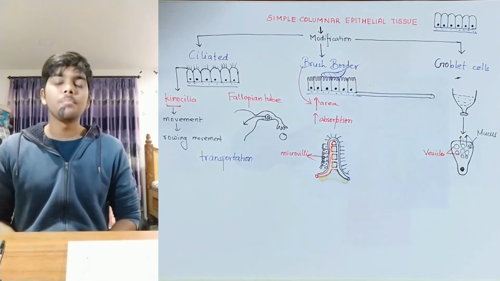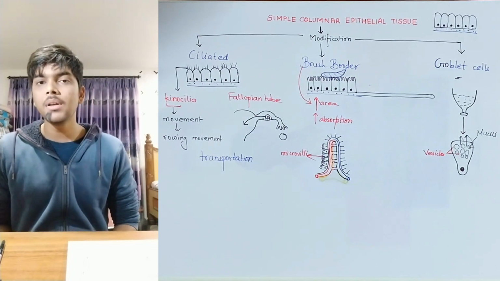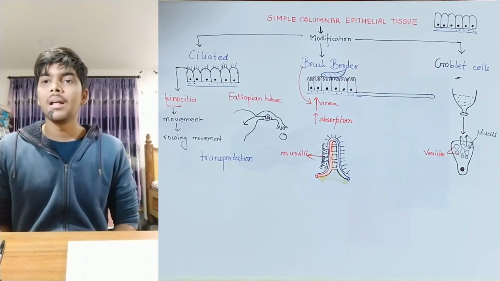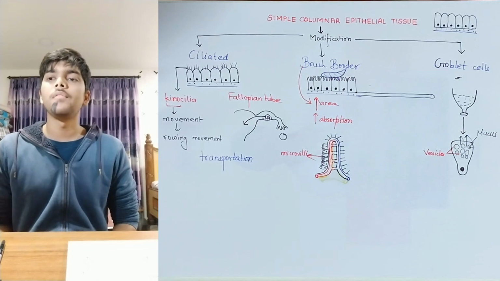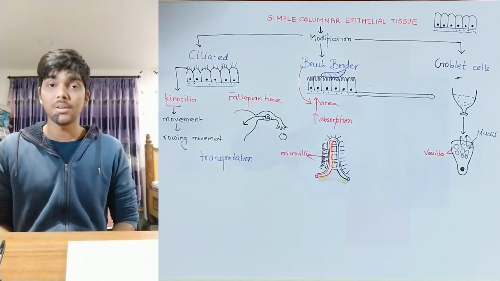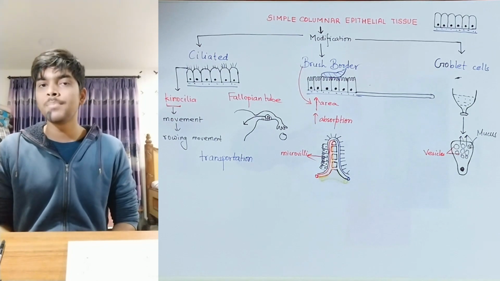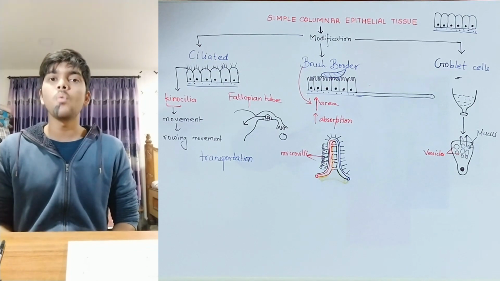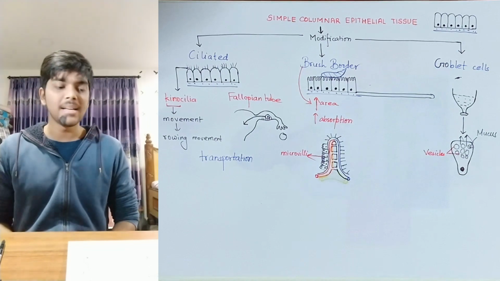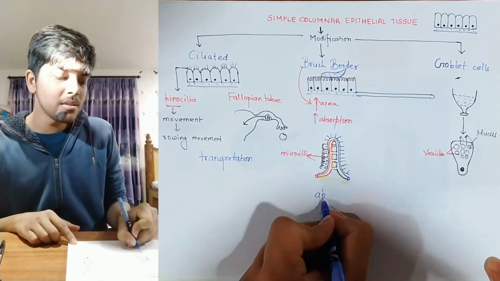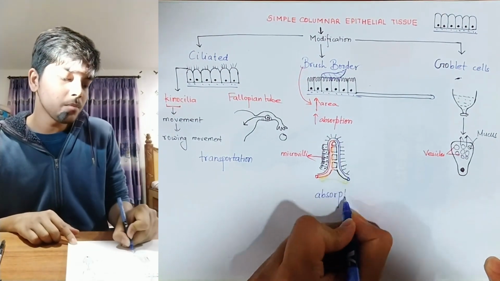Then second is brush border epithelium, where the free surface looks like the border of the bristles of a brush. So it's known as brush border. It increases surface area for absorption, and it's found surrounding the villi throughout your intestine. What's the significance? Helps in absorption.